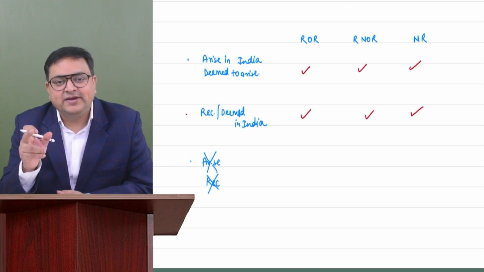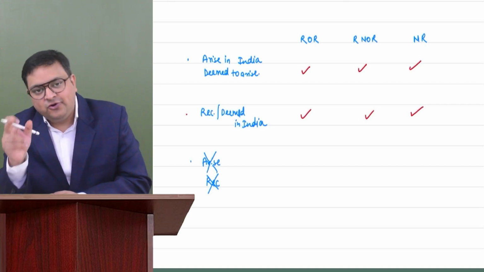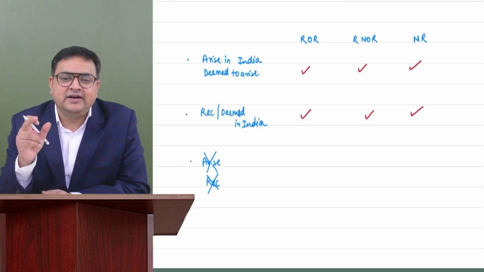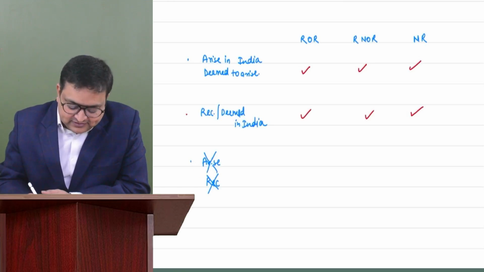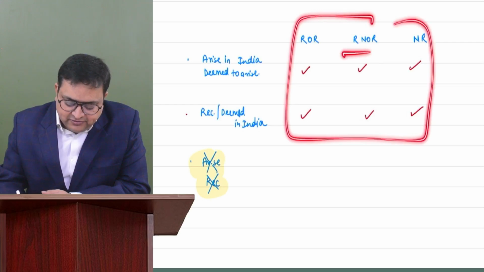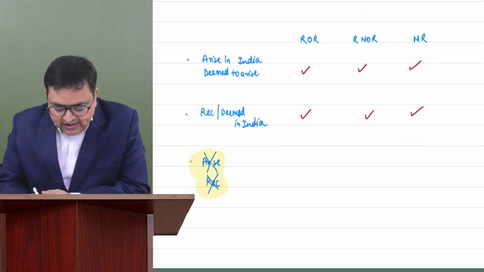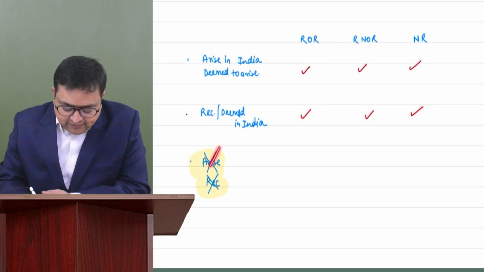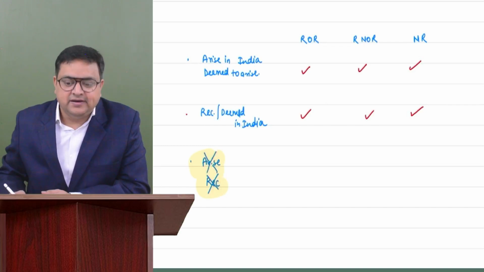So this type of income could be taxable also, could be not taxable also. For this type of income, this chapter is important. Residential status is important only for this type of income. Because for the others, whatever your residential status is does not matter. Any income which is arising in India, everybody is going to pay tax. Any income which is received in India, everybody will pay tax. Correct? Now, any income which does not arise in India nor is received in India.